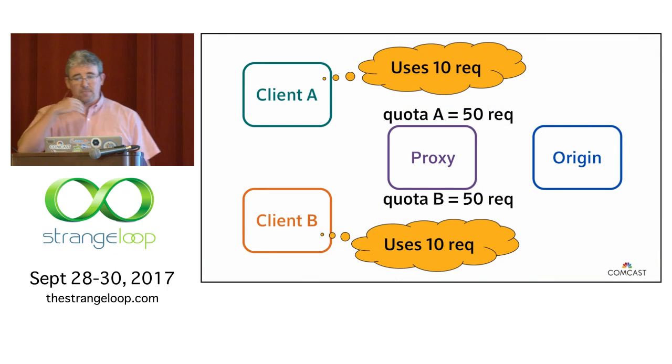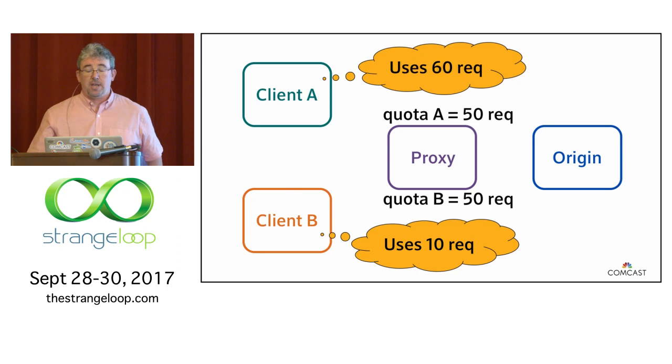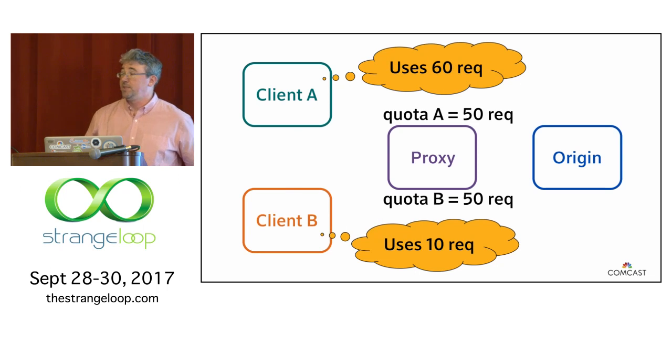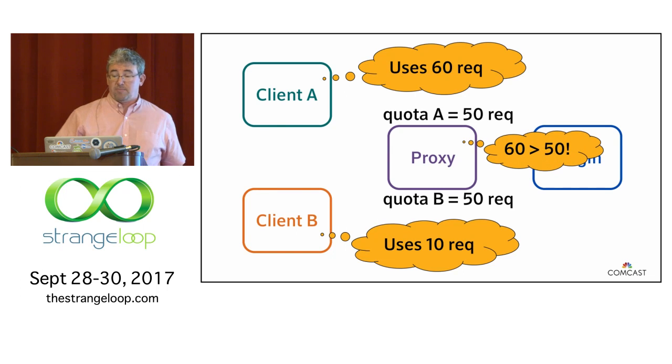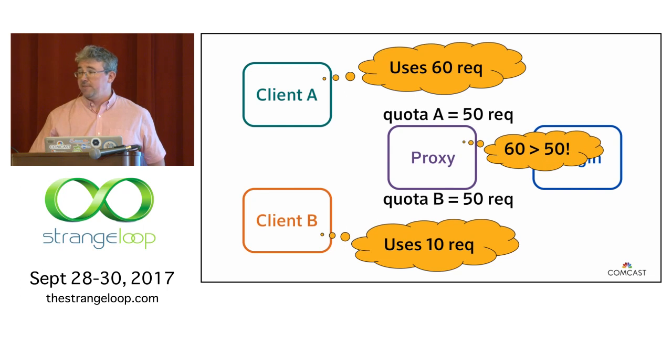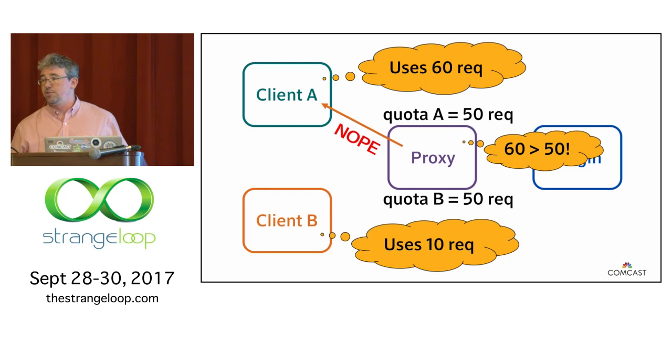So now there's another scenario that happens, which is that client A may actually come along and attempt to use 60 concurrent requests. This sometimes happens where a client A may be running a service that's gotten more popular, it's starting to take more traffic, but they forgot to update their quota. So if we just enforce the quota of 50 concurrent requests, the proxy is going to say, well, wait a minute, 60 is bigger than 50, so I'm going to start sending nopes for the extra 10 that you're trying to send me.